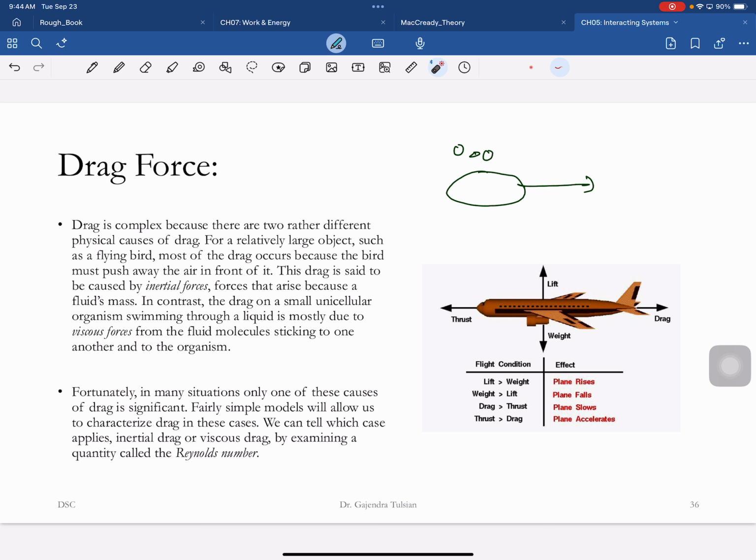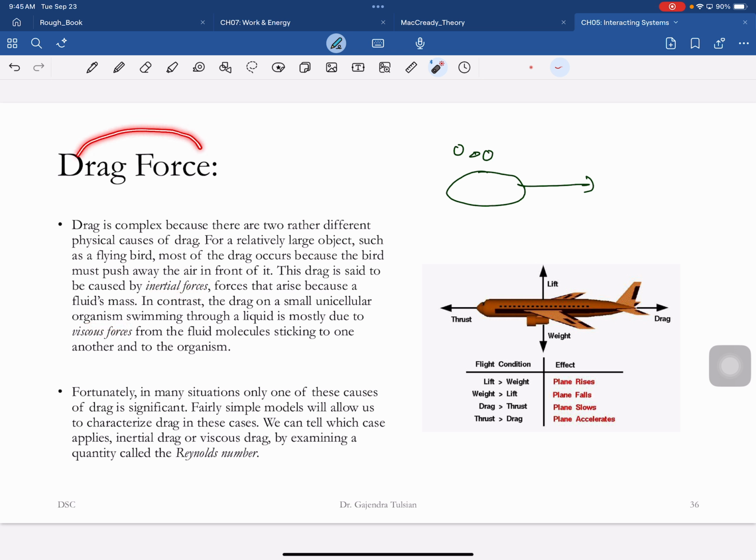So I'll give you an example. If you can swim in water, and you can swim underwater too, but if you try doing that in honey, it would be impossible. That's because honey molecules attract each other, and I'll show you numbers in a little bit, and they'd stick to your body, and the drag forces would be too large. So there are two causes for drag forces.